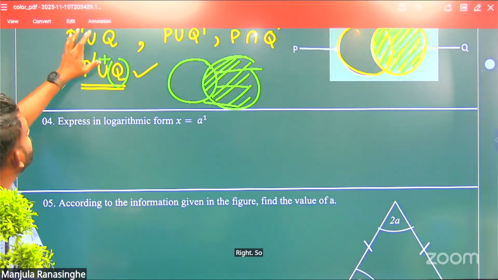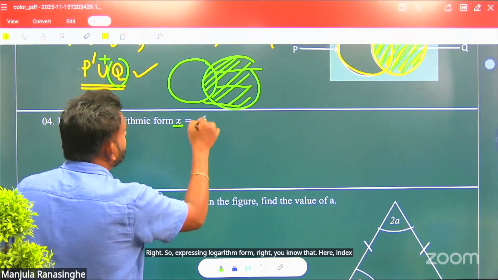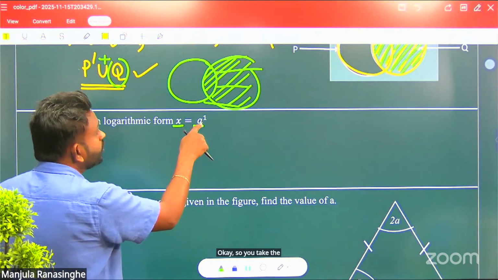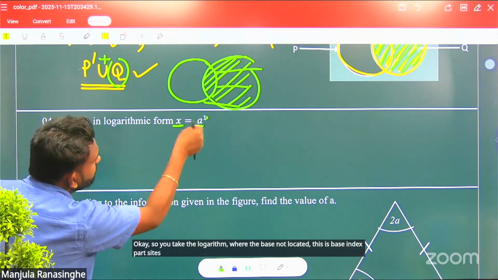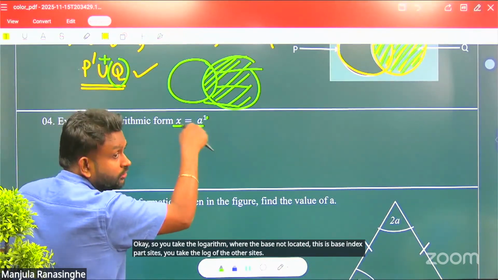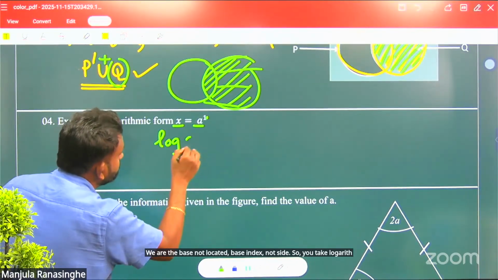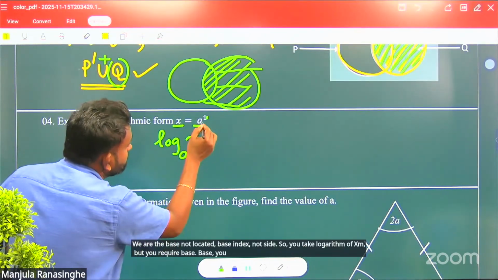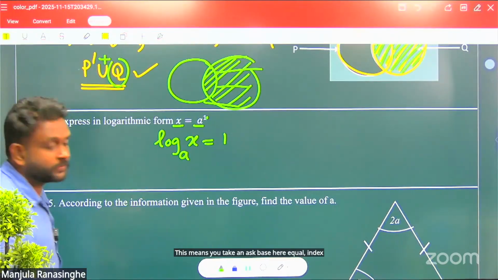Expressed in logarithm form, right? You know that in index form, x equals a to the power 1. You take the logarithm on the side where the base and index are not located. So you take the logarithm of x, but you require a base, and you take this a as the base. The index is the answer, 1.